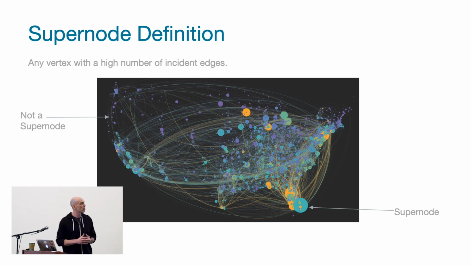Okay, so let's talk about what a supernode is. Dr. Gosnell showed this earlier. This is a graph representing patients and doctors overlaid on a US map.